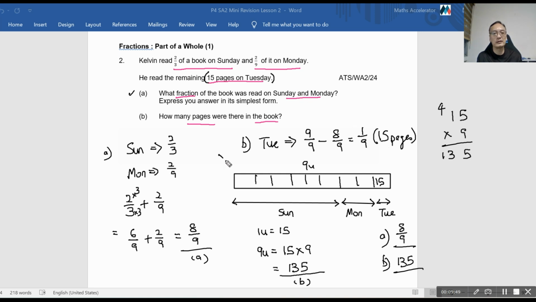We carry out visualization. We will draw a model here that has 9 units. So we separate them into Sunday, Monday, and Tuesday. So Tuesday we find out that is 1 unit. So this 1 unit is 15, and in total there are 9 units. So in order to find the number of pages in this book, we have to find 9 units. 15 times 9, that gives us 135. So that's how we arrive at the answer.